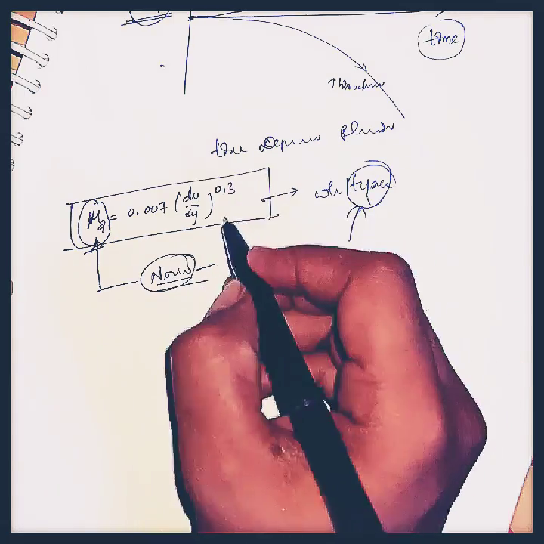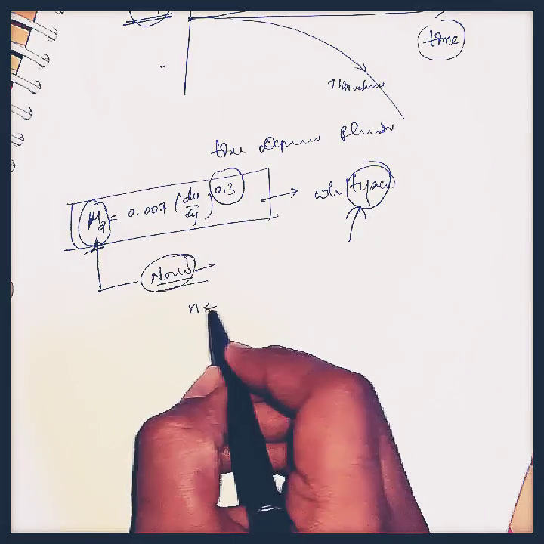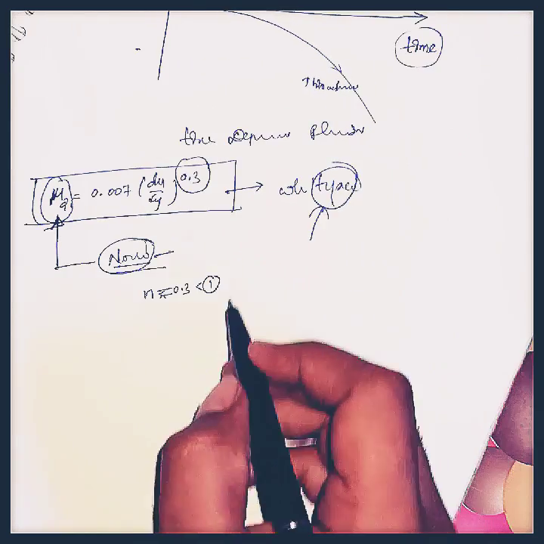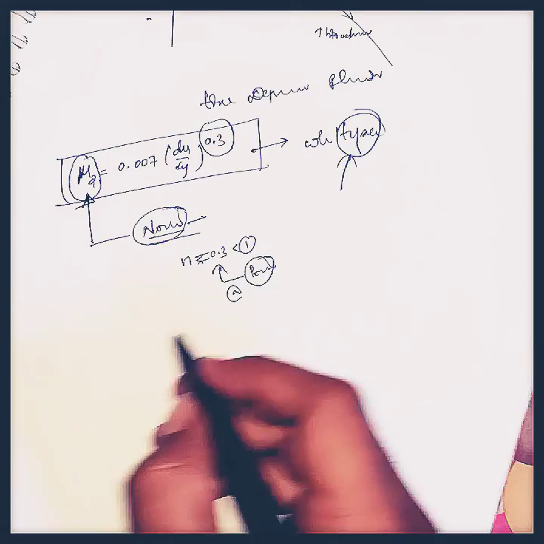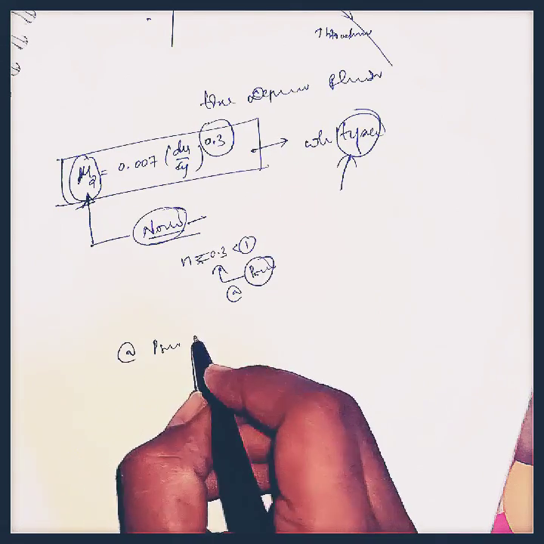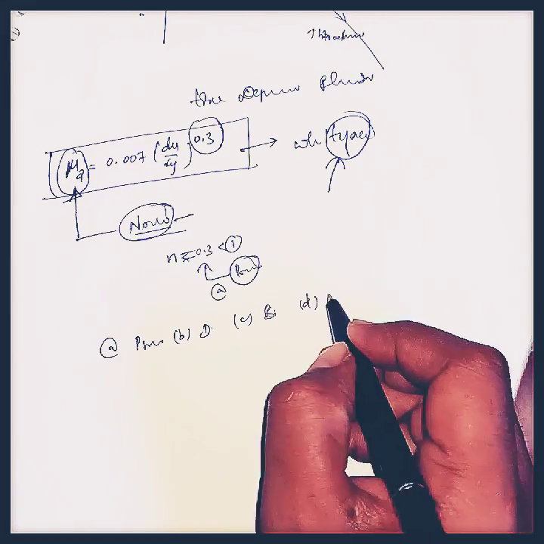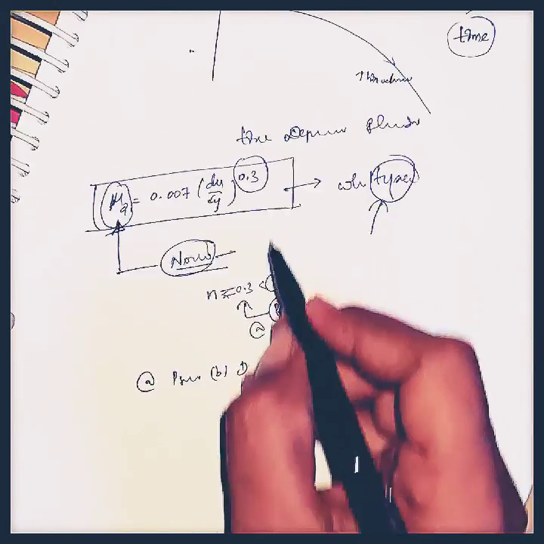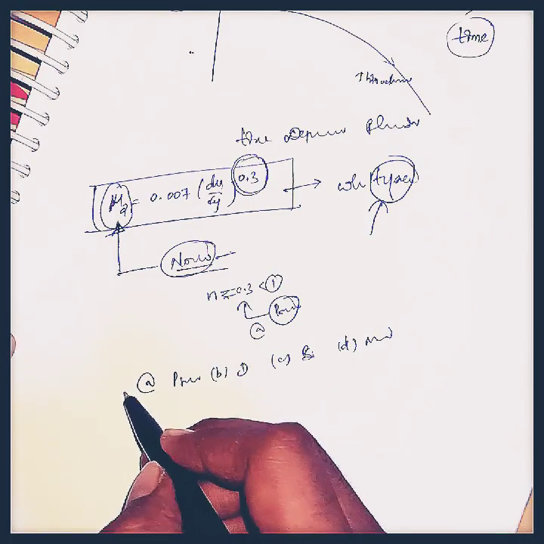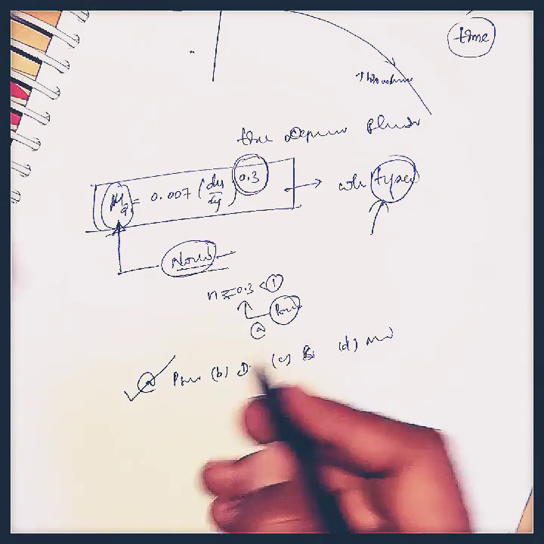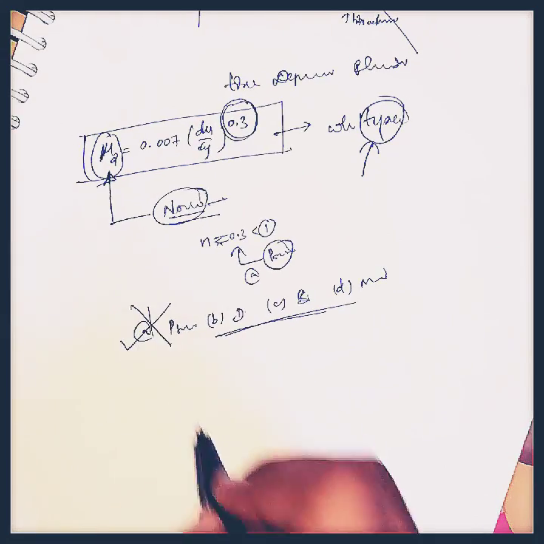Here everyone will think that this is the n value, n equal to 0.3, that is less than 1. We will directly say pseudoplastic fluid, option A. He will give options like A pseudoplastic, B dilatant, C Bingham plastic, D none of the above. Everyone will think that the value of n is less than 1, so we will directly select option A. We don't see whether the other options are there. Yes or no? But this is not correct.